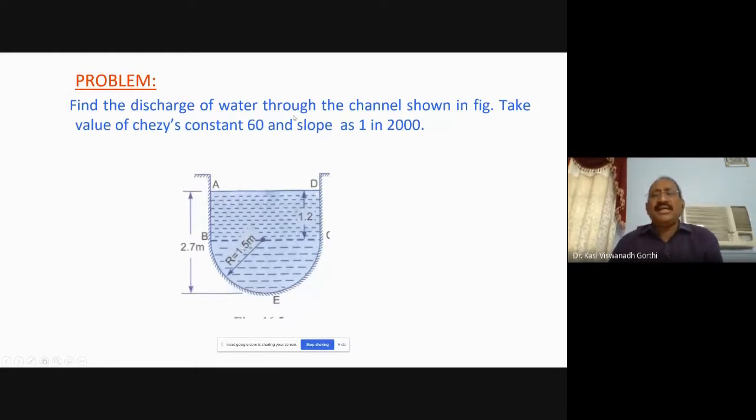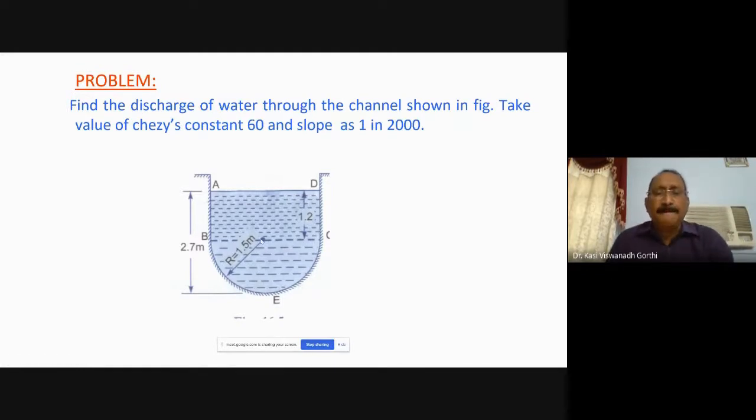Find the discharge of water through the channel shown in the figure. Take the value of Chezy's constant as 60, slope 1 in 2000. You see the shape of the channel is given like this. A, B, C, D is a rectangular portion, and B, E, C is the circular portion. So the combination of these two is a composite channel.